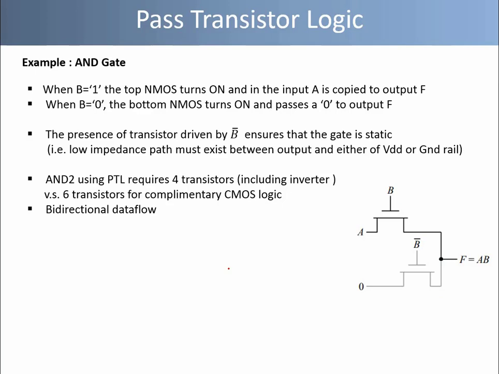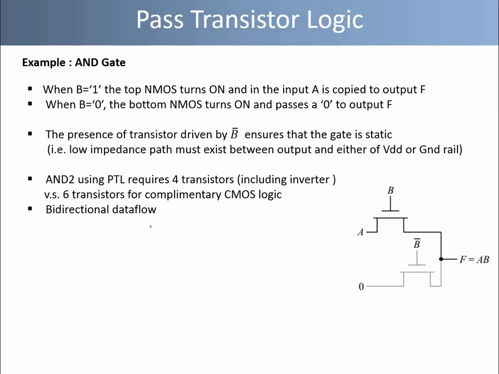As far as complexity of this design is concerned, this logic gate requires 4 transistors. 2 of them are NMOS transistors, and to implement B complement we require an inverter which itself consists of 2 transistors. So the total complexity of this AND gate using pass transistor logic is 4 transistors. And if we compare it to the complementary CMOS logic implementation, a complementary CMOS AND gate requires 6 transistors for its implementation. So this demonstrates the advantage of pass transistor logic in terms of complexity.